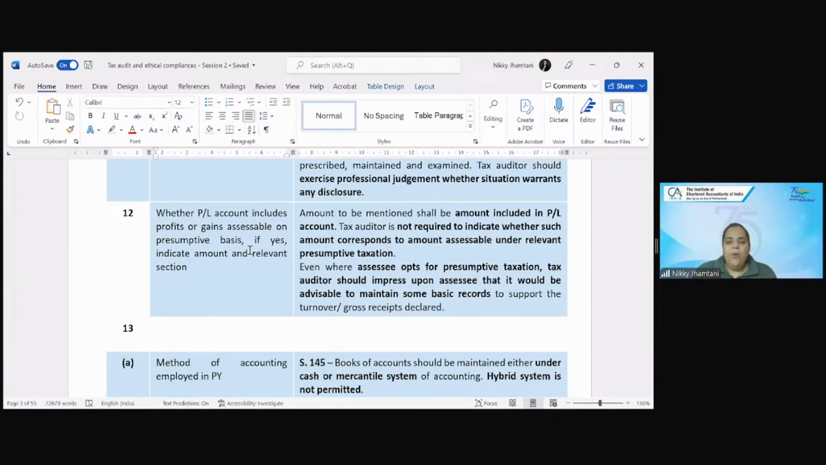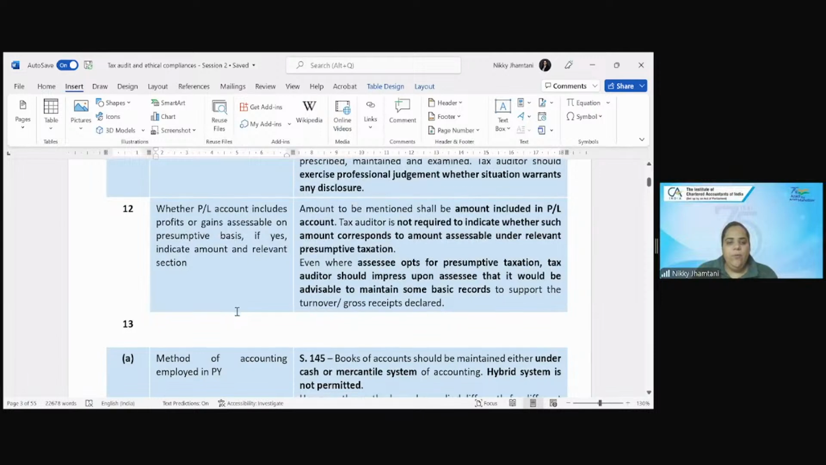Even where assessee opts for presumptive taxation, tax auditor should impress upon the assessee that it would be advisable to maintain some basic records to support the gross receipts or the turnover. तो इवन व्हेन assessee अगर ऑप्ट कर रहे हैं प्रिजम्पटिव टैक्सेशन के लिए तो दैट डजंट मैटर, उसको एटलीस्ट ये होना चाहिए कि जो बेसिक अकाउंटिंग रिकॉर्ड्स है, बेसिक रिकॉर्ड्स है, वो मेंटेन करें.